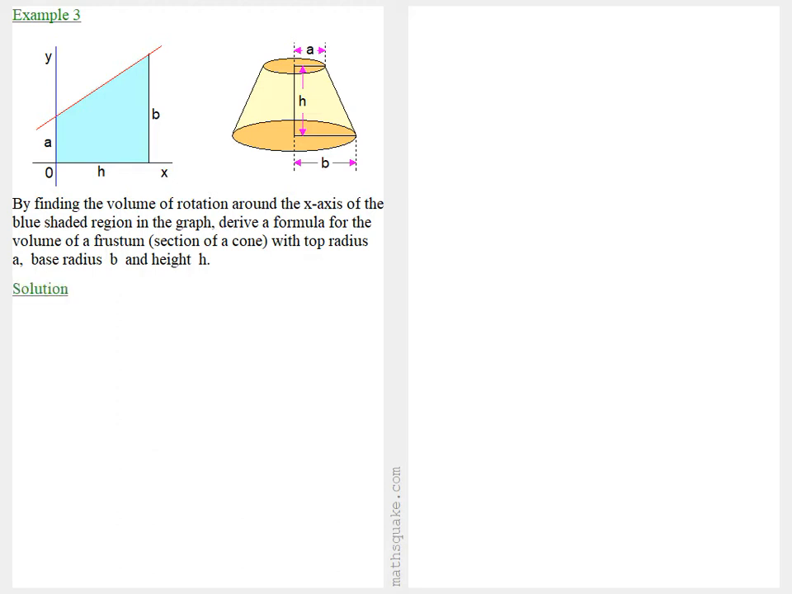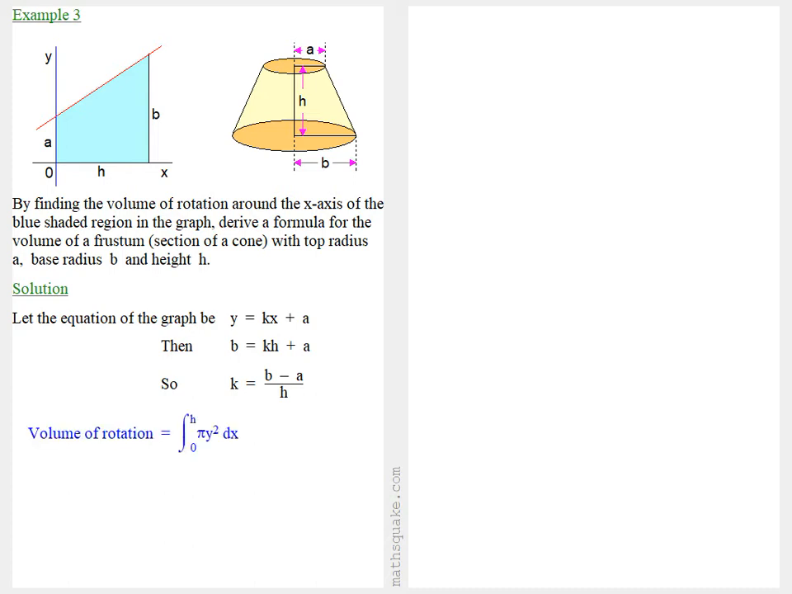Well, to solve it, in the first diagram, let the equation of the graph be y equals kx plus a. Now, the graph goes through the point (h, b), so if we substitute x as h and y as b, we get b equals kh plus a, which can be rearranged as k is equal to (b minus a) over h. Now we know the volume of rotation is the integral of pi y squared dx between the two limits, in this case 0 and h.